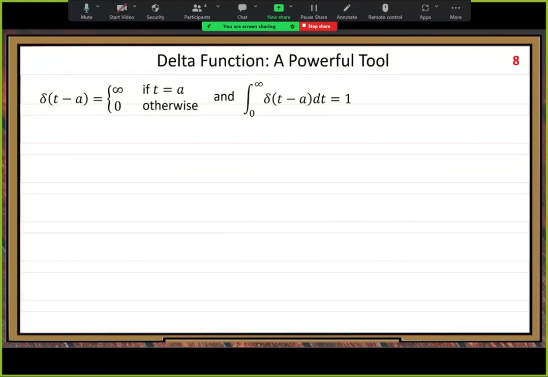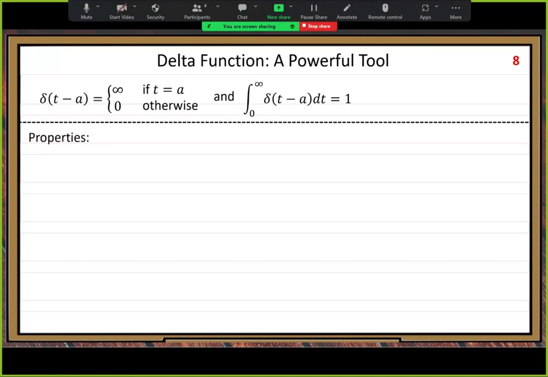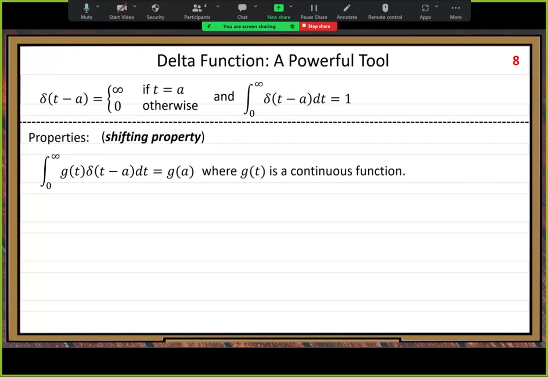Delta function, a powerful tool. Now, we want to use the power of this special tool. Properties. Shifting property. First, shifting. This property is very useful. Now, shifting, what's that? You have a g function, an arbitrary given g function, but this g function must be a continuous function.